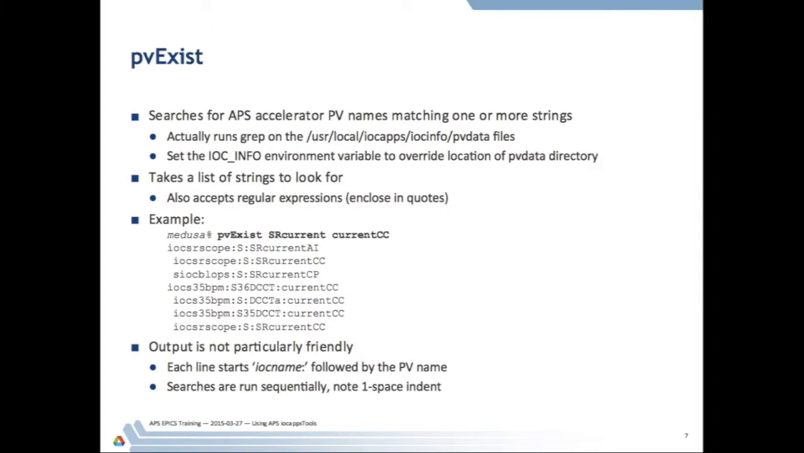So you can see there, I'm looking for these two. And actually, it does the searches sequentially. So it searched for SR current first and printed the three matching PV names under SR current. And then it went on and found the current CC ones. There's a one space indent, which you can actually just about see to say, okay, that was the end of that search. This is the start of the next one. So that's pvexist.